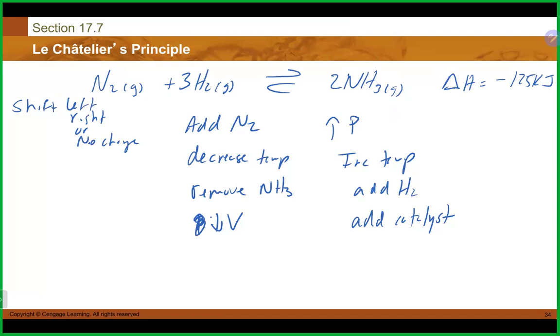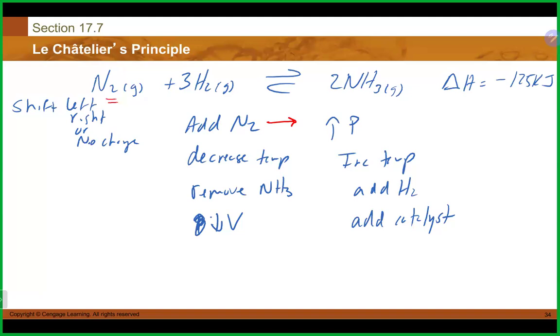Okay, so let's take a look. Here we're going to add some N2. So N2 is a reactant. When we add, it goes away from the side we added to. Since the N2 is on the left there, it's going to shift to the right. Again, it's going to cause the forward reaction to occur since there's a lot of reactants.